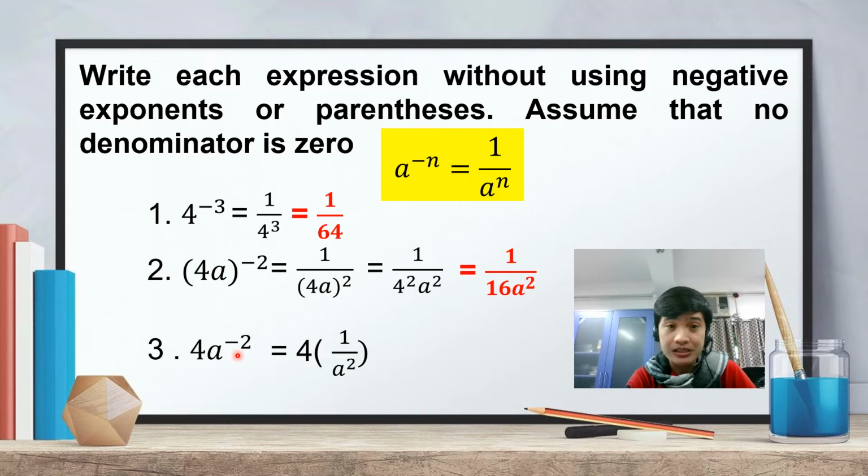Yun nga ang purpose ng grouping symbol eh. Yung buong expression, tinetake natin siya as 1. At dahil wala namang parenthesis dito, ibig sabihin si a lang ang maaapektuhan ng ating negative exponent rule. Kaya naging 4 quantity 1 over a squared. Simplifying this part further, that is 4 times 1, that is 4 over a squared. Therefore, 4a raised to negative 2, the simplified form now is equal to 4 over a squared. So these are the first set of our examples for zero and negative exponents.